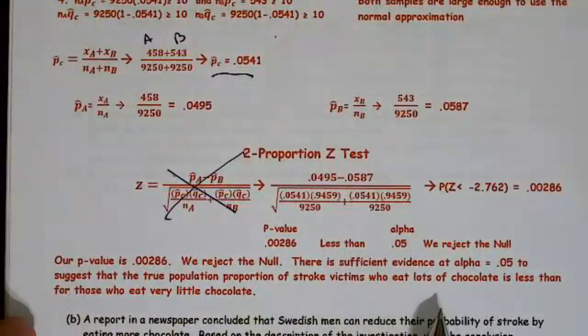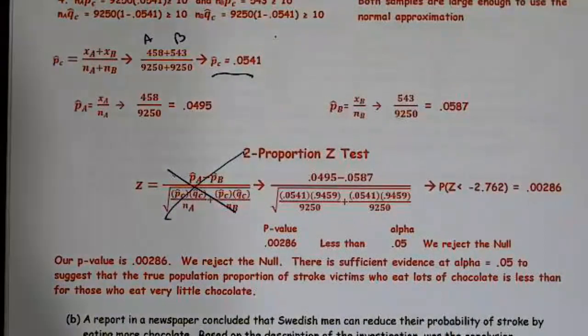Because the p-value is less than alpha, we reject the null. There is sufficient evidence at alpha equals 0.05 to suggest the true population proportion of stroke victims who eat lots of chocolate is less than for those who eat very little chocolate.